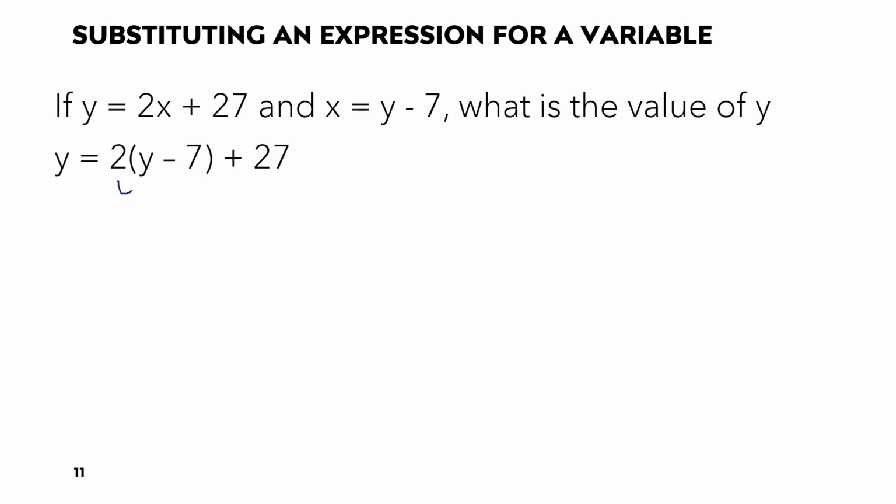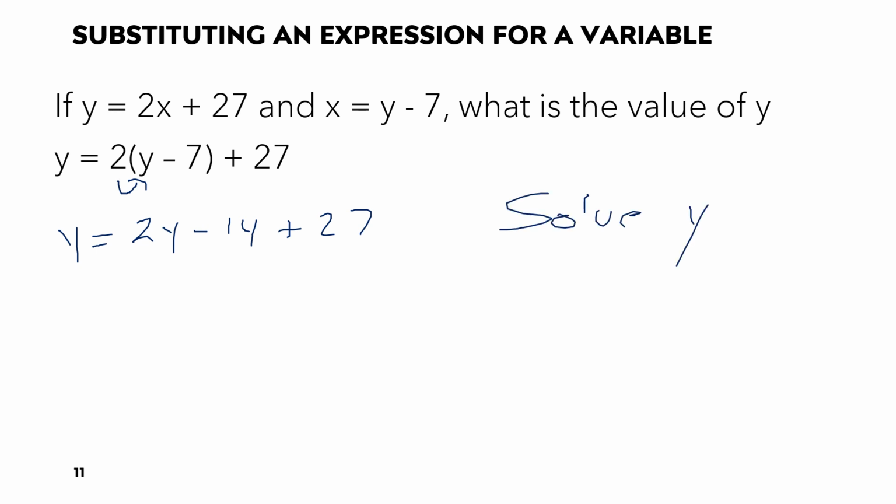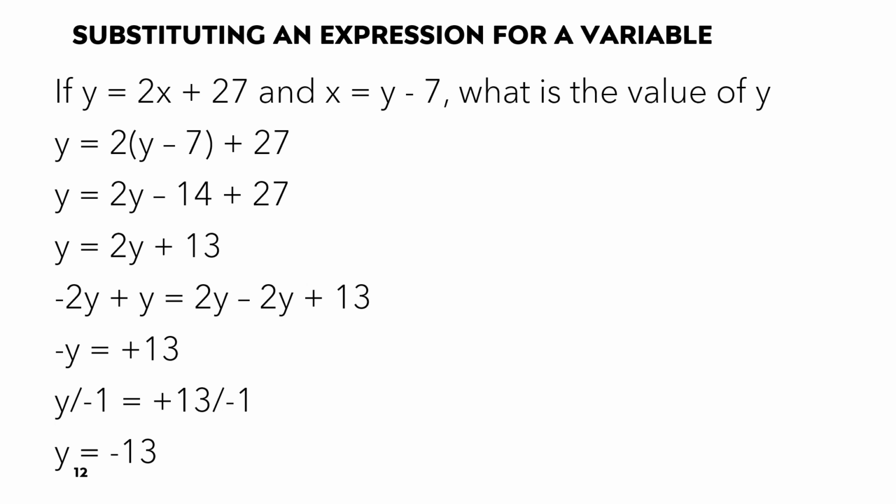So when we distribute this 2, you have 2y minus 14 plus 27. That's equal to y. So we have y equals 2 times y minus 14 plus 27. So to solve this for y, you may want to pause the video. Try to work on your own first. You should have... Hopefully you got this figured out on your own, but if not, I'm still here to help.